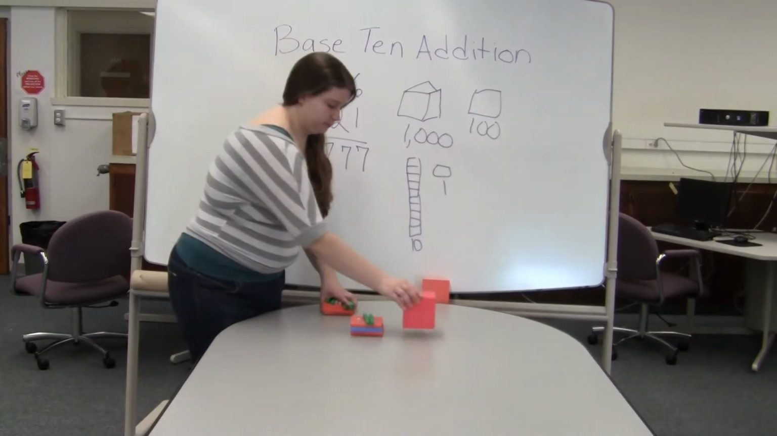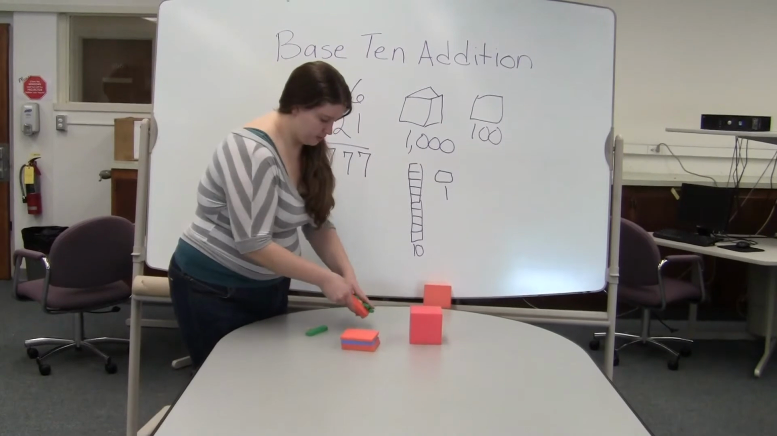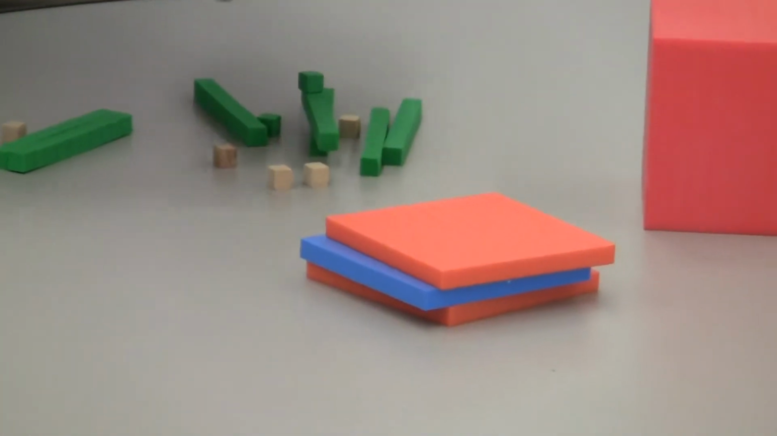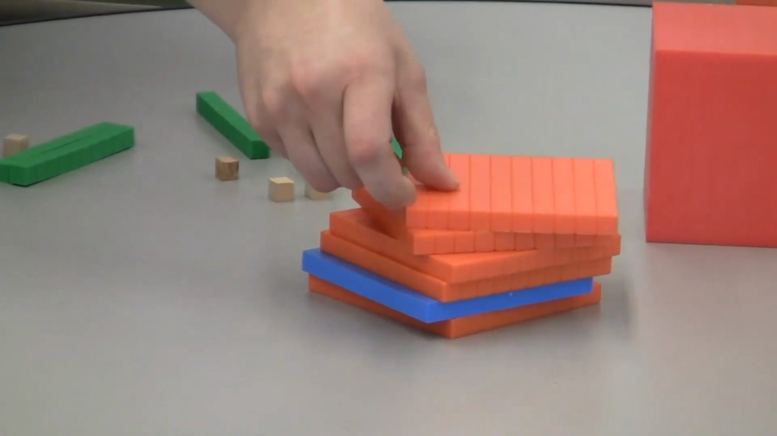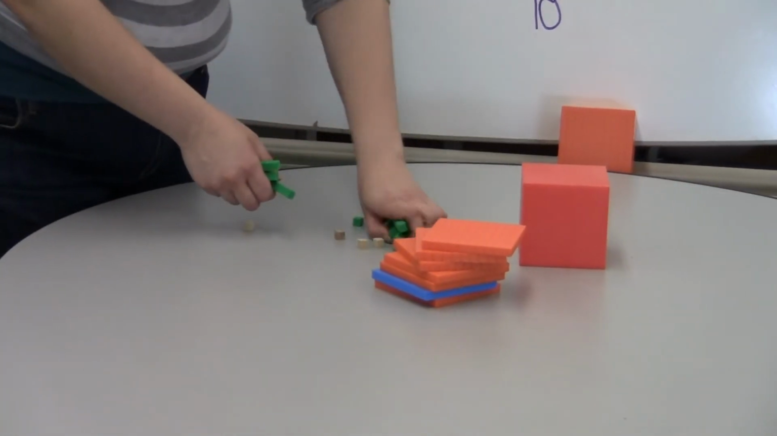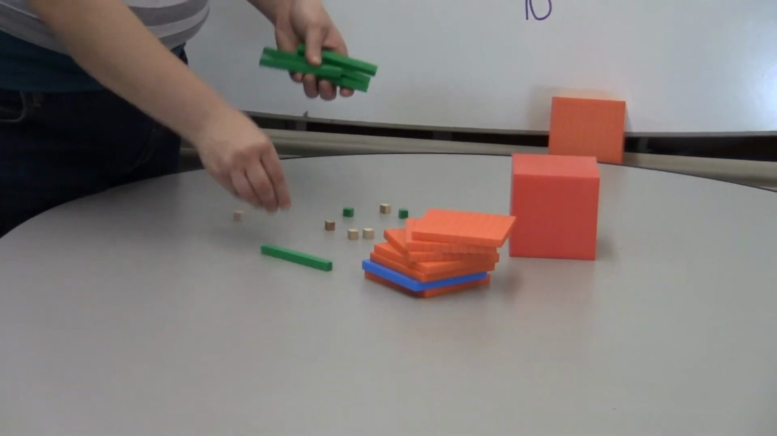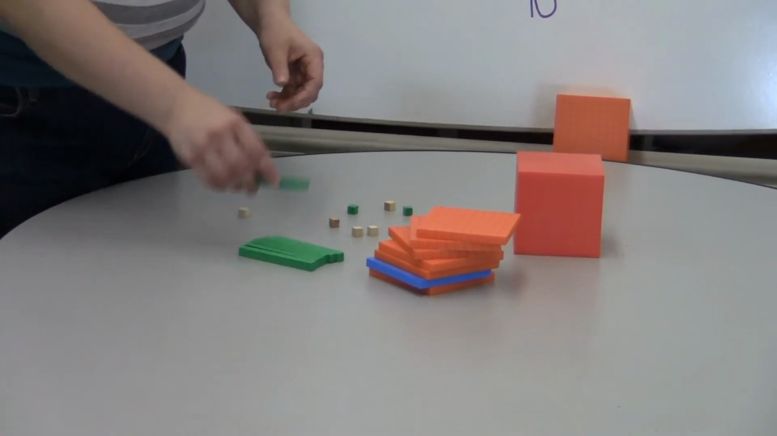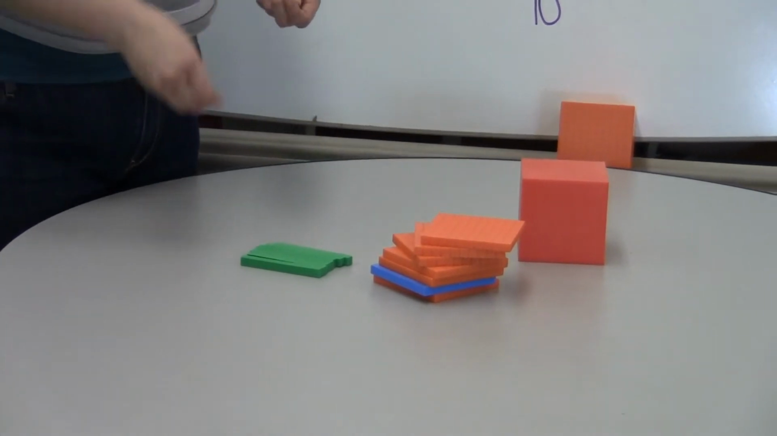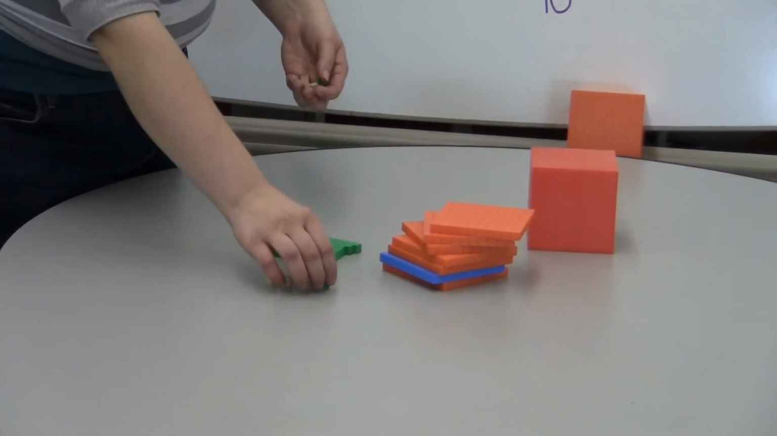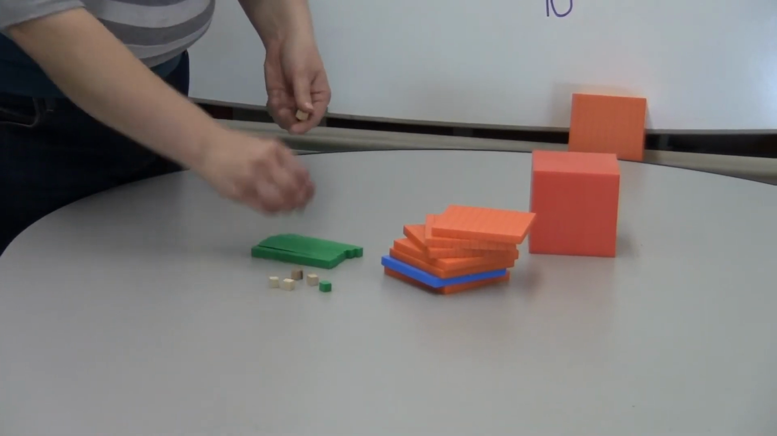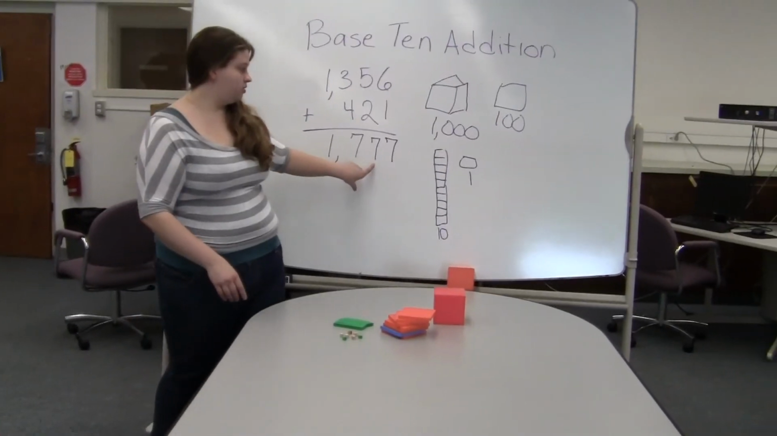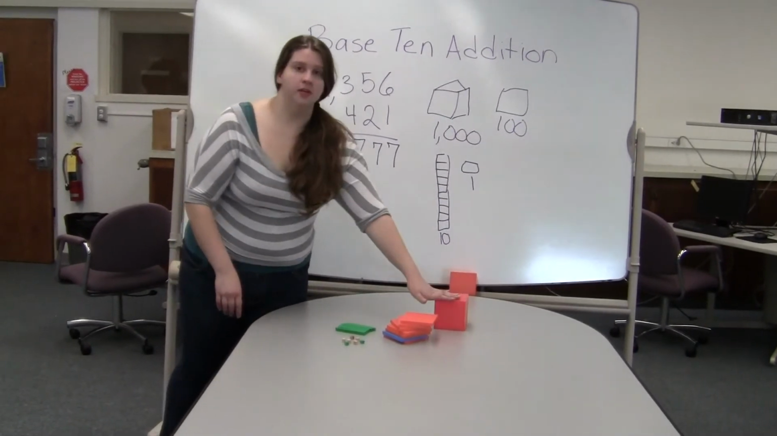We have 1,000. Let's see how many of the 100 blocks we have. We have 1, 2, 3, 4, 5, 6, and 7. Now let's see how many of the 10 rods we have. 1, 2, 3, 4, 5, 6, and 7. Now let's count the individual units. 1, 2, 3, 4, 5, 6, and 7. So our total comes out to be correct. It's 1,777. We get the same answer here as we got here.